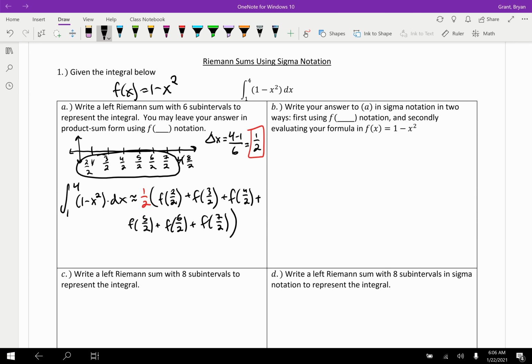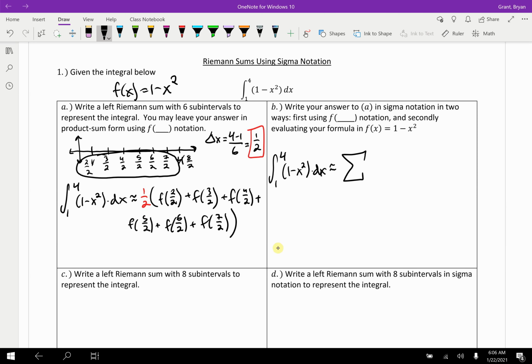So, part B. Write your answer to A in sigma notation in 2 ways. First, using your f of whatever notation, and secondly, evaluating your formula in f of x equals 1 minus x squared. Okay, well, how do we use this in sigma notation? There's a couple ways to do it. I'm going to keep the 1/2 in this whole thing, and so we're going to do it like this. We're going to find the integral from 1 to 4, 1 minus x squared dx, and it's going to be approximated by my summation.